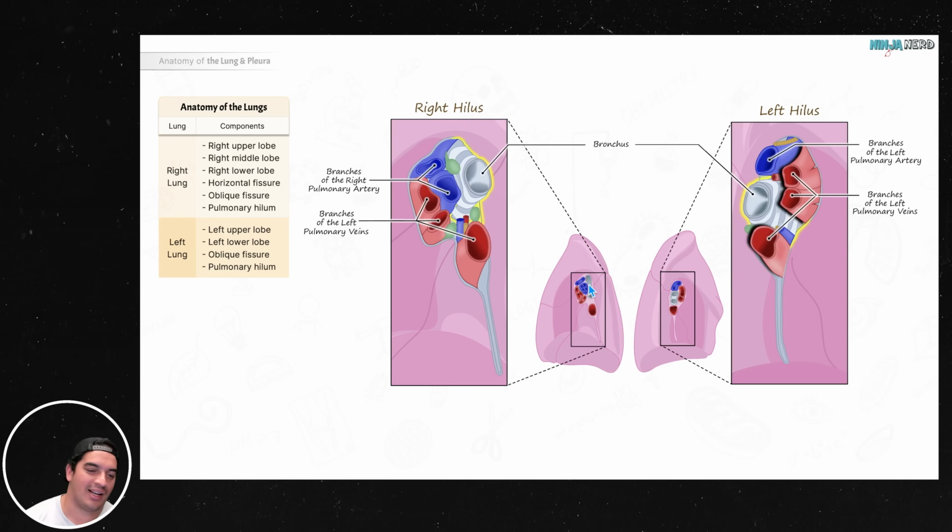So I remember a simple mnemonic, RALS, R-A-L-S. The right pulmonary artery is anterior to the bronchus, and the left pulmonary artery is superior to the left pulmonary bronchus. All right, so RALS: right is anterior, left is superior. That's a quick little thing to help you remember the orientation of the artery to the bronchus.